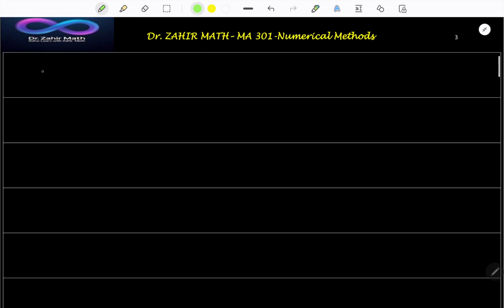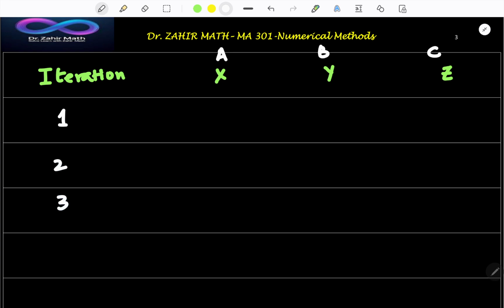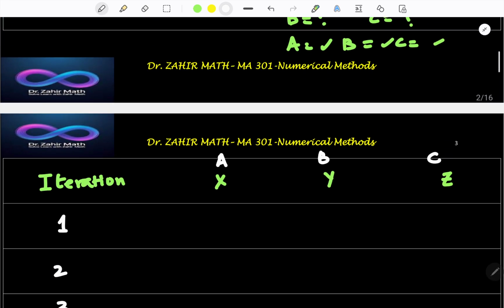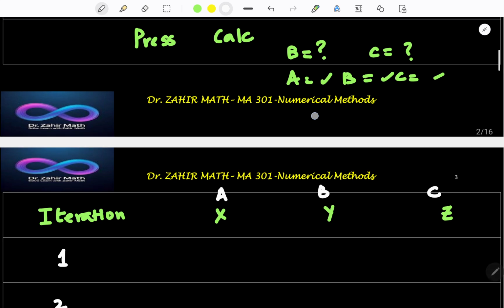Okay. So let's start the iteration numbers. And then you're going to put X, Y, Z. X, Y, Z is actually A, B, C, which you are getting in the calculator. So let me start: 1, 2, 3, 4. It keeps going. The first step is what? You're going to give B equals 0. Press calc. B equals 0.